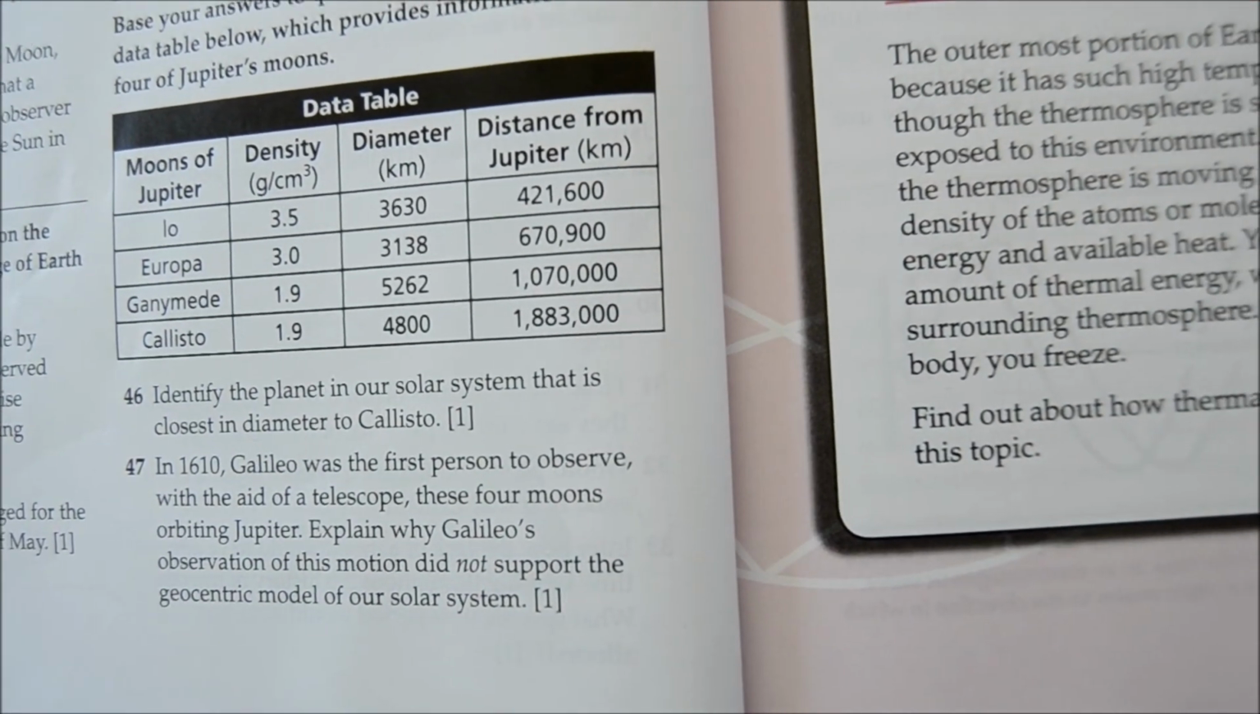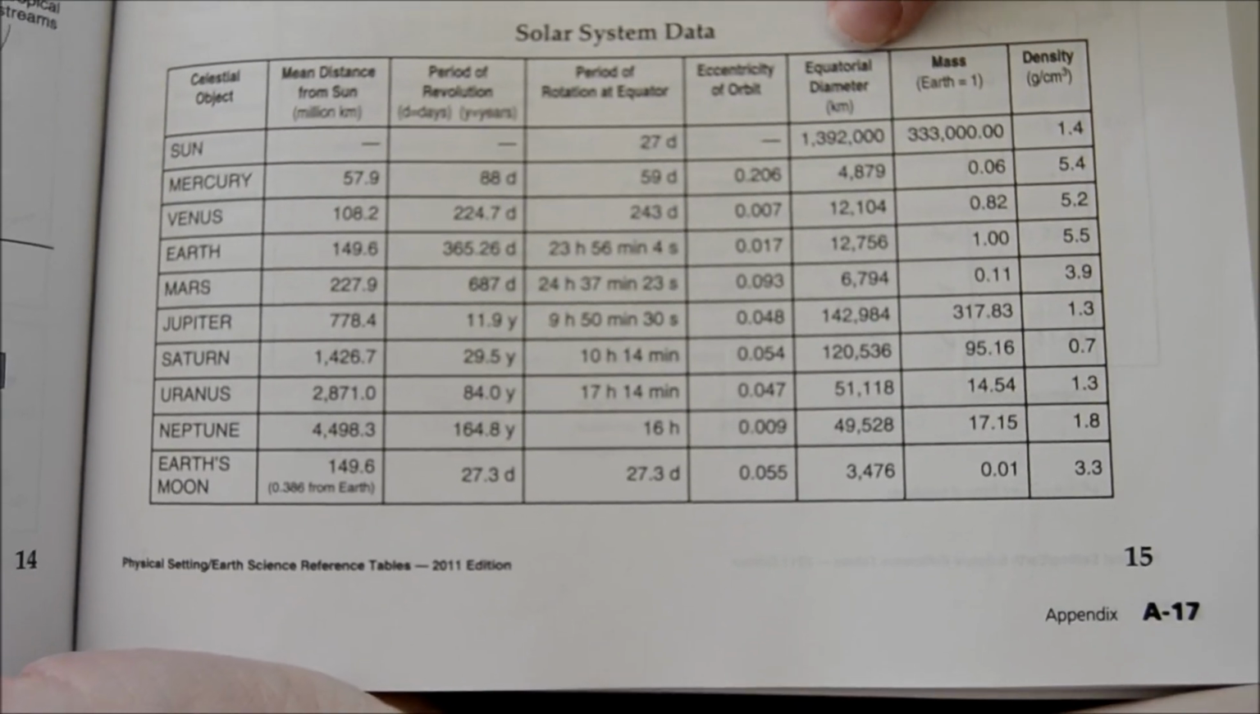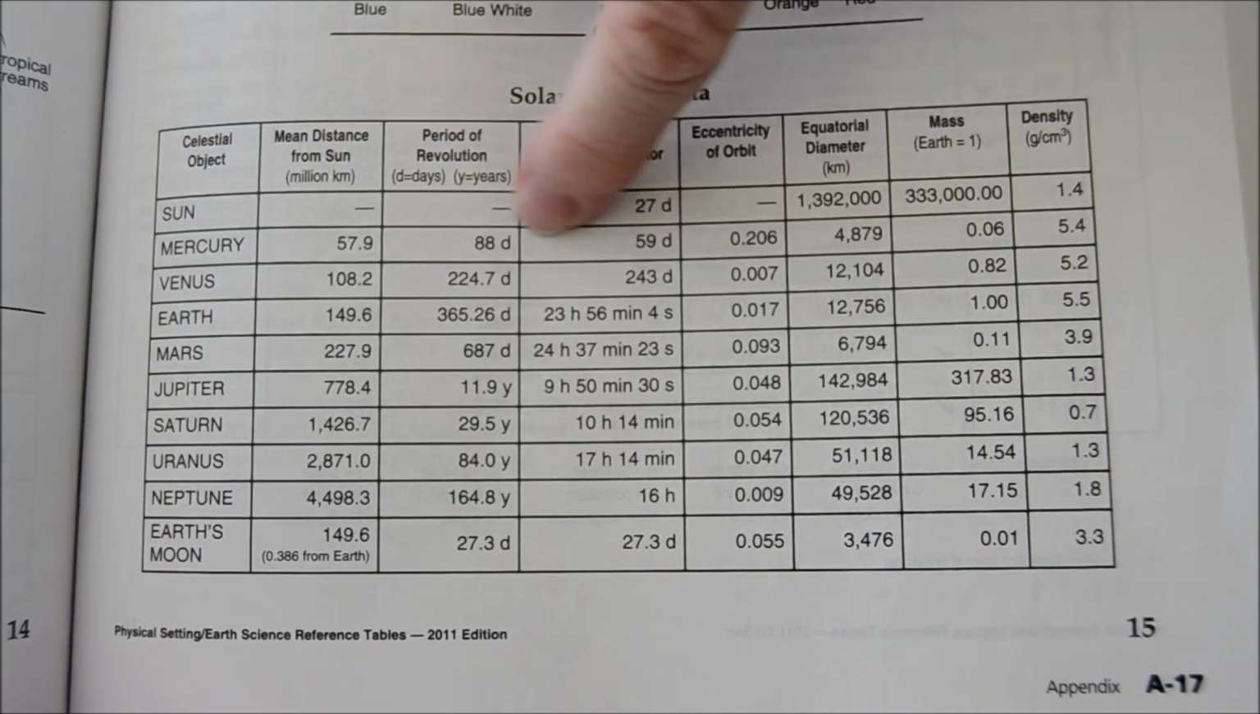I need to go back to your reference table, page 15. So we're looking at size. Equatorial diameter. The one that's closest to 4,800 is going to be Mercury.